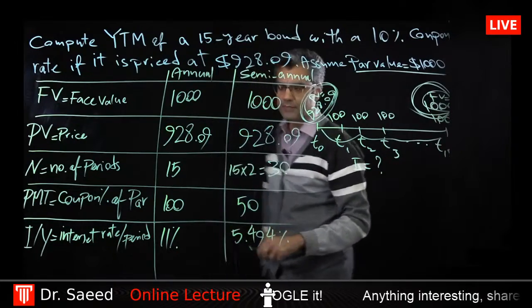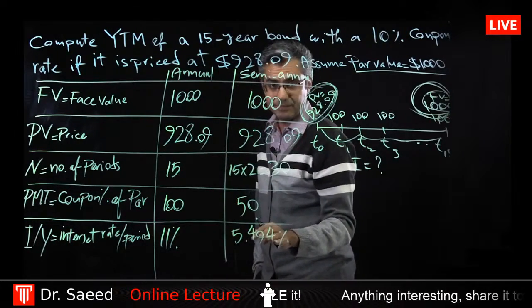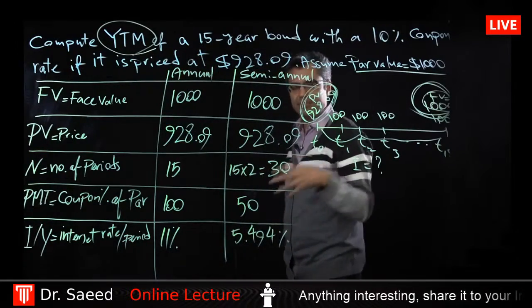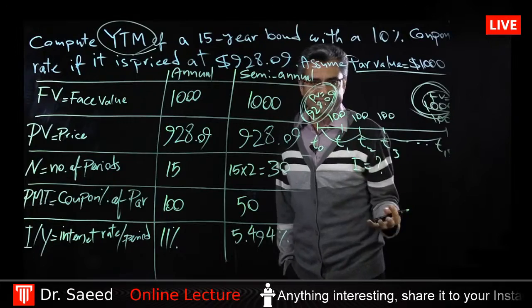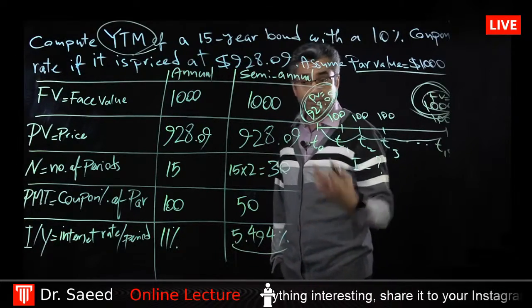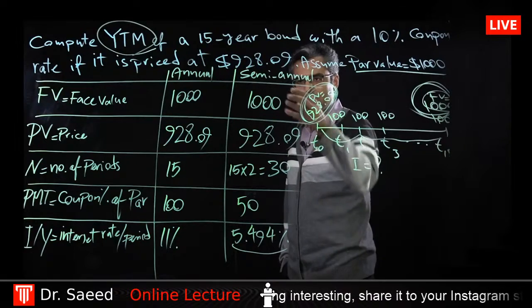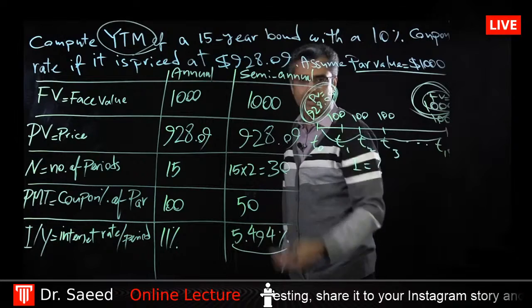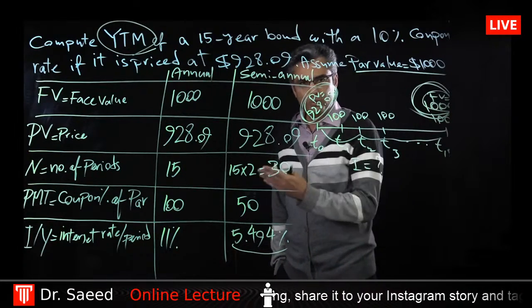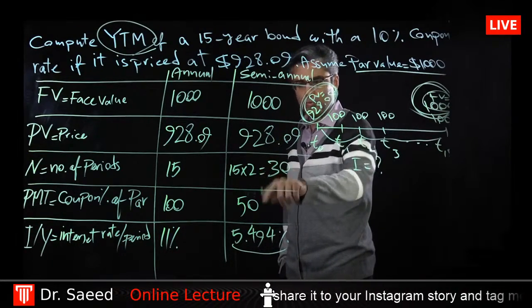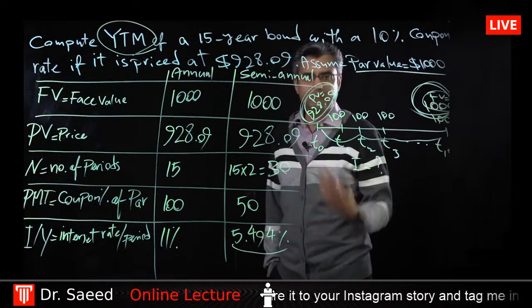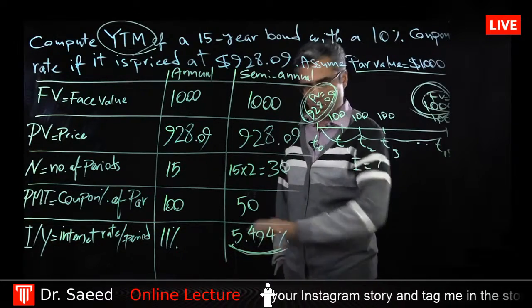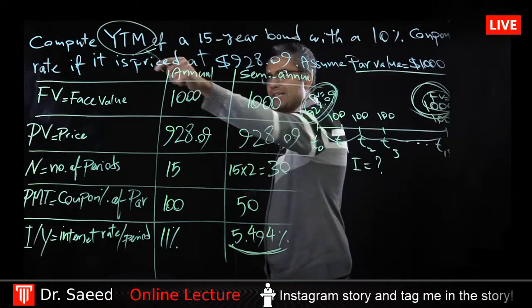5.494%. This is interest rate per period, but yield to maturity is per year. Always when you report, yield to maturity is reported per year. But what you got here is per period. Why is it per period? Because whatever you entered into the calculator was per period, right? So the output will be per period as well. And the period was 6 months. So this is the interest rate for 6 months, right? So there's no problem.